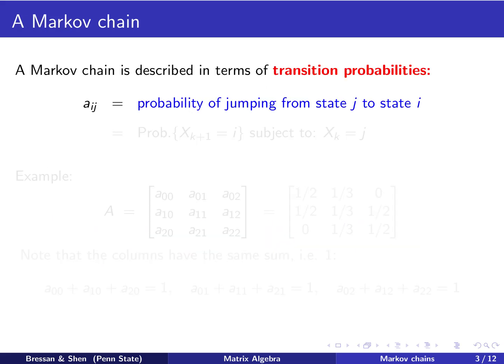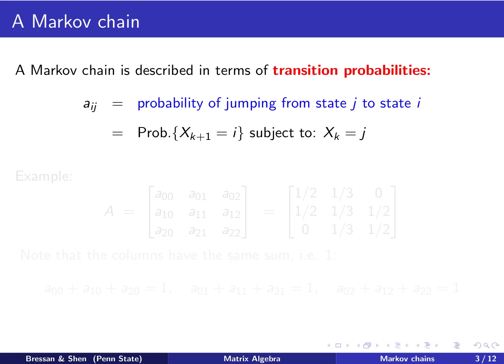So here we will define a so-called Markov chain. It is described in terms of something we call transition probabilities. Let's have a variable a with indices i and j. What that means is it measures the probability of jumping from state j to state i. So it's from the right index, jump to the left index, the state.